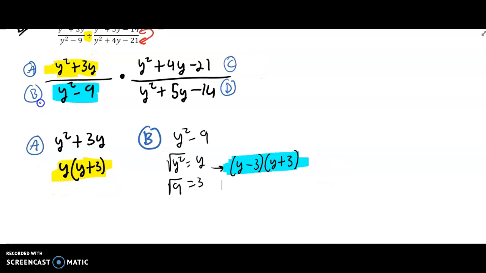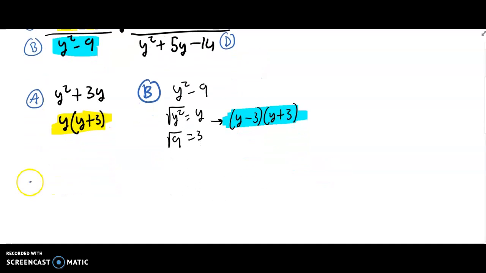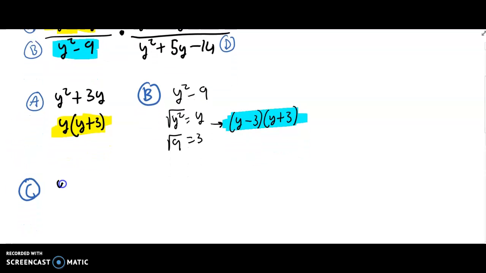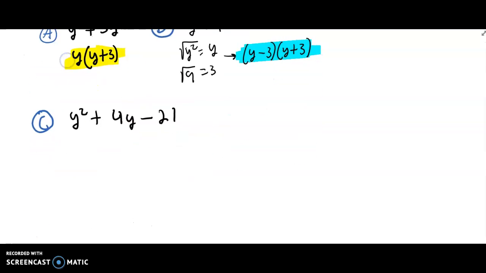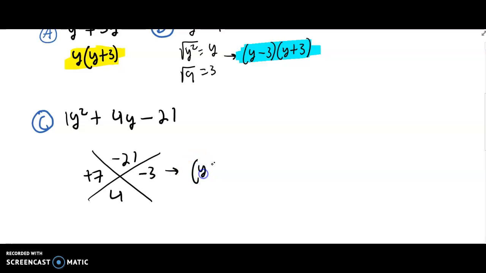Okay, let's do our part C. We have y squared plus 4y minus 21. I'm going to make an x. I have negative 21 and 4. How about positive 7 and negative 3? Our a value is 1 right here, so I don't need to make a square. And I have y plus 7, y minus 3. Let's make these guys green.